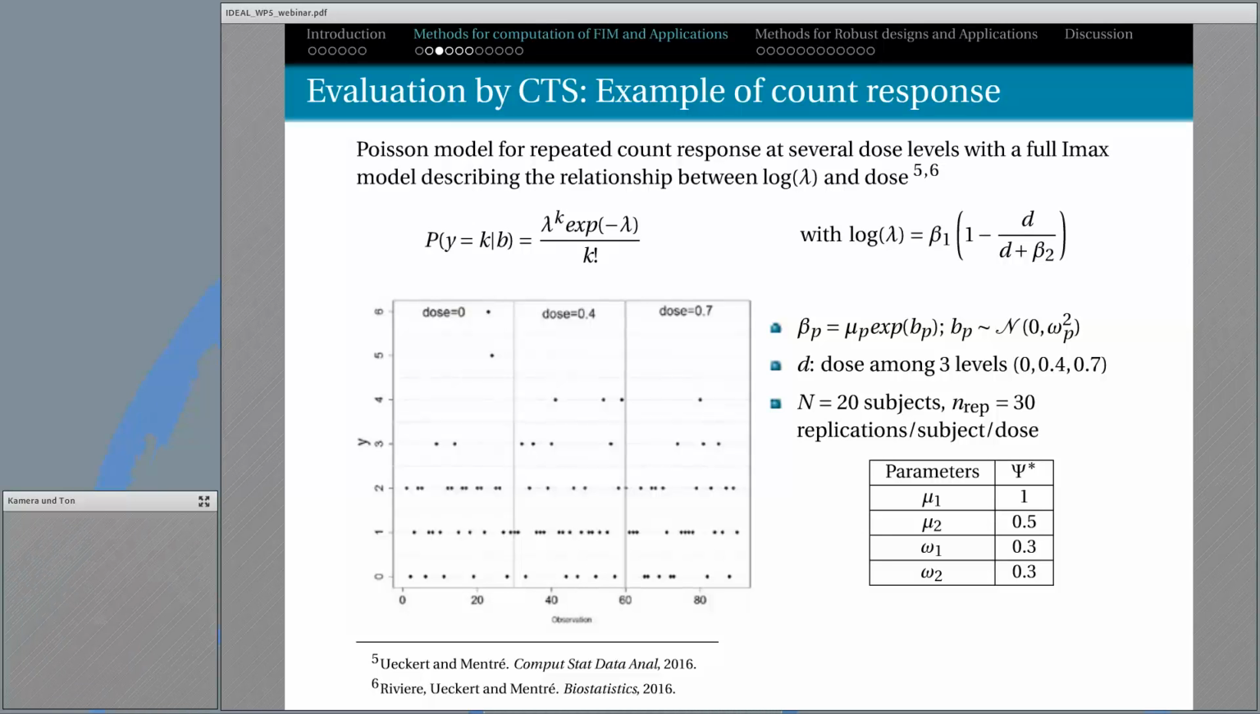We assume that we have 20 subjects with 30 replications per subject. So as I said, 30 days or months of observation. And here are the two fixed effects and variability on the random effect.